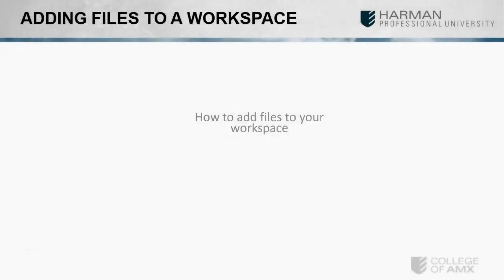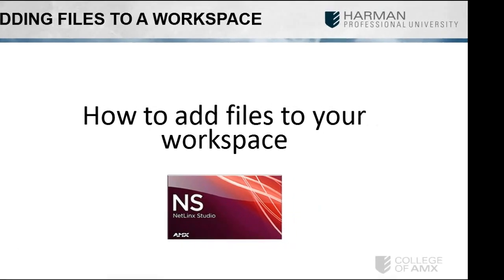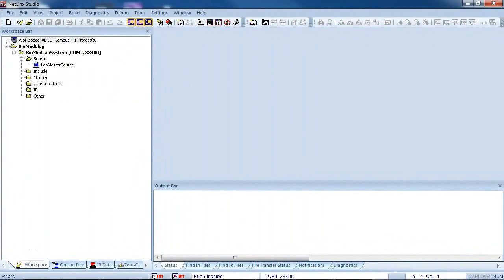In this tutorial, we will learn how to add various files to your workspace. There are a few different ways to add files to your workspace in Netlinx Studio. In previous lessons, we already created a system in your workspace that contains subfolders for the various file types that make up your system. These subfolders are Source, Include, Module, User Interface, IR, and Other. The first way to add a file to your system is to add it directly to the subfolder. For example, to add a source code file, right-click on the Source subfolder and choose Add Existing Source File.